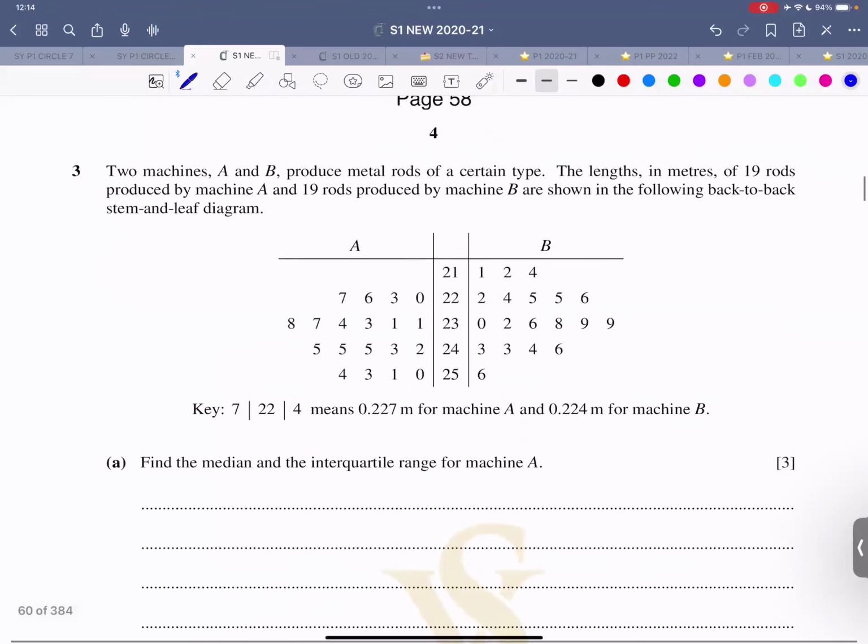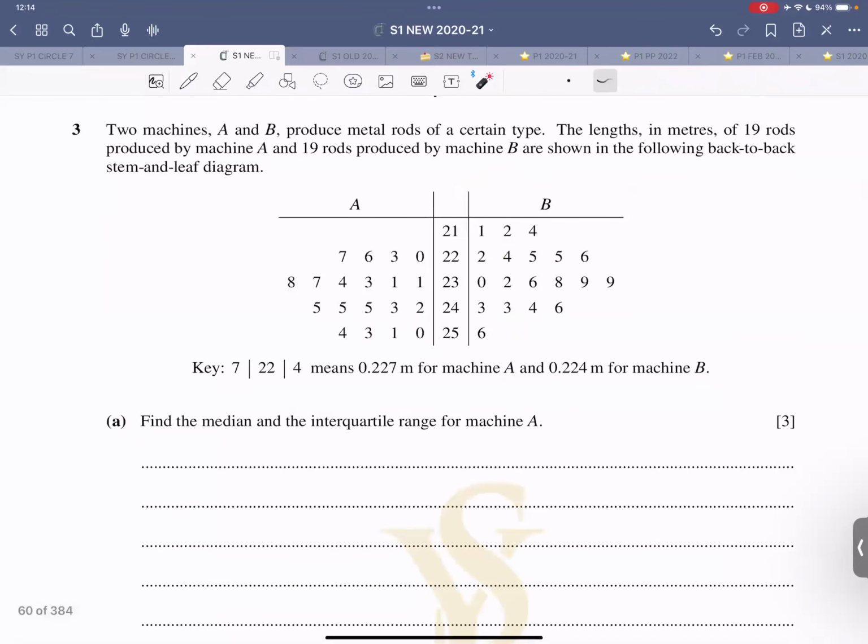Okay, so now it says two machines, A and B, produce metal rods of a certain type. The length in meters of 19 rods produced by machine A. Let me highlight this. 19 rods are produced by machine A, and the same number of 19 rods are produced by machine B. It's not necessary they are the same. It could be different also. Is shown in the following back-to-back stem and leaf diagram.